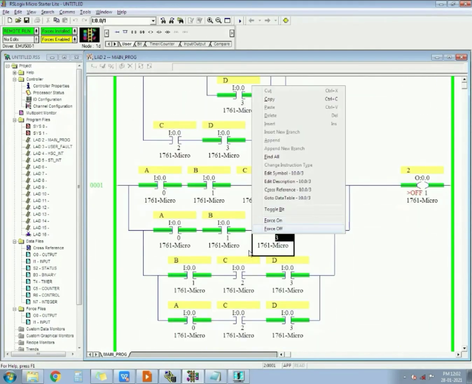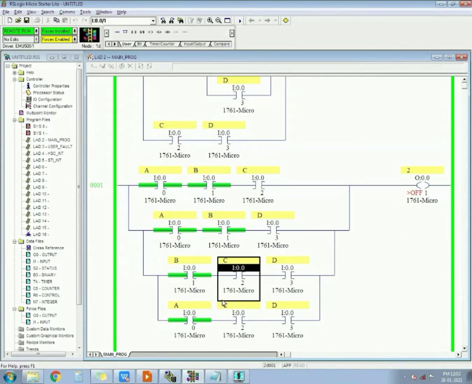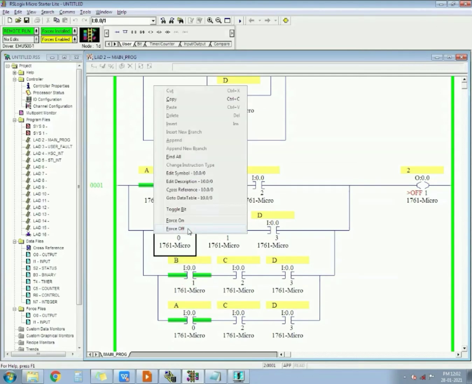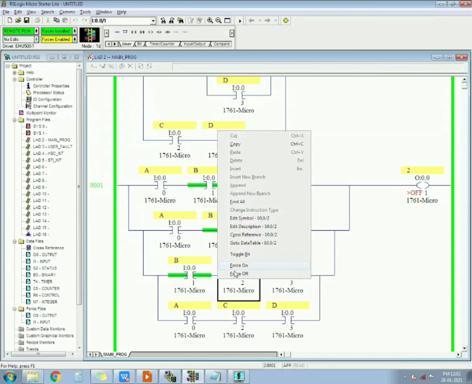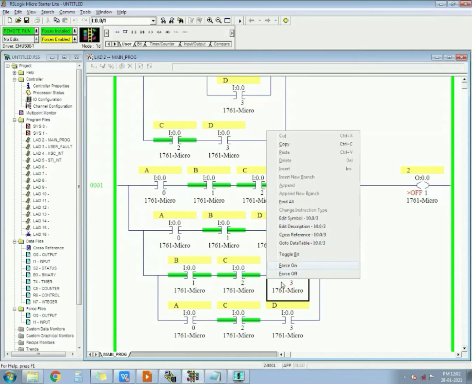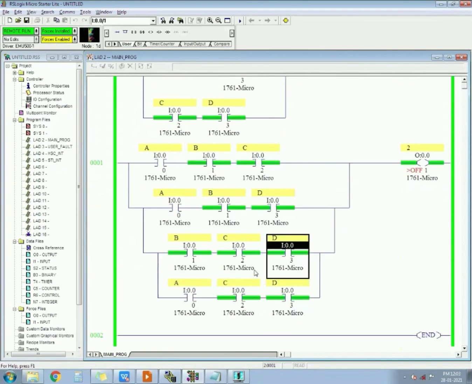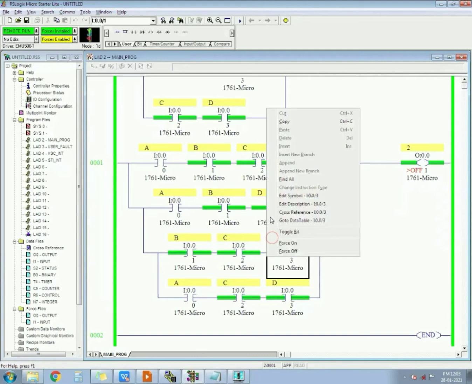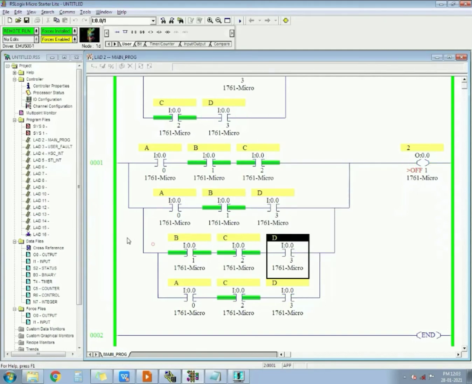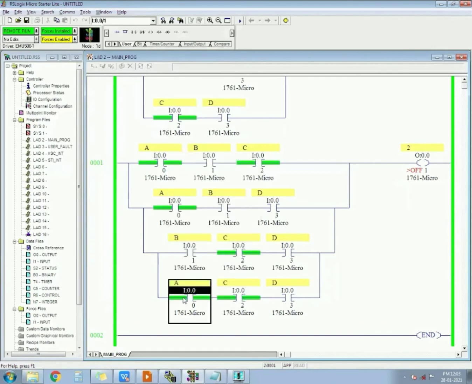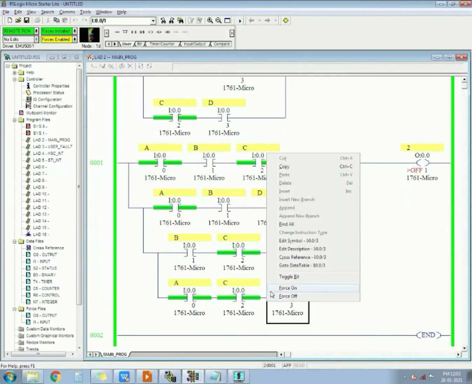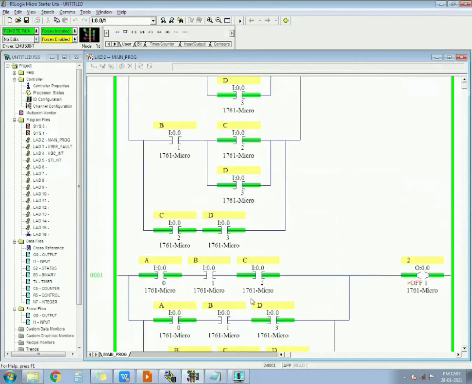Switch off this and switch on B, C, D. You can see. Now the last combination is A, C, D. So I will switch off B, switch on A, C and D. You can check all are getting on.